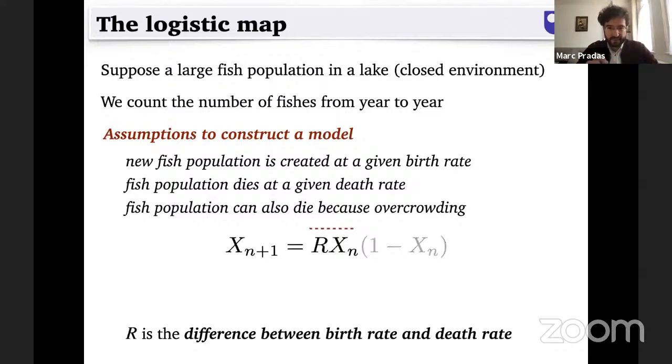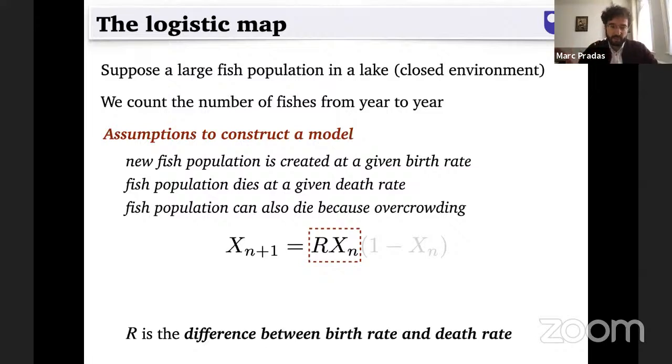The first one is this linear term R x_n, where R is the difference between the birth rate and the death rate. Now imagine that there's only this term in this equation. If R is less than 1, it means that the death rate is much larger than the birth rate. And so this sequence would be decreasing at each iteration because R is less than 1. So you're multiplying by something that is less than 1 every time. So eventually it would go to 0.